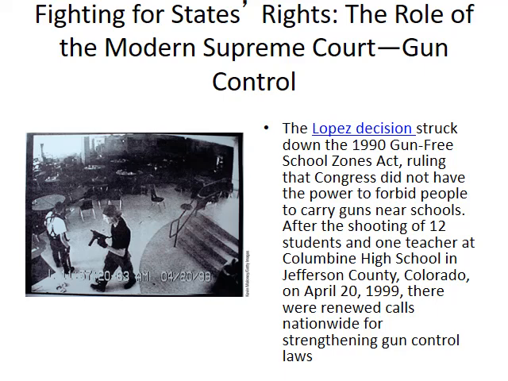The Lopez decision struck down the 1990 Gun-Free School Zones Act, ruling that Congress did not have the power to forbid people to carry guns near schools. After the shooting of 12 students and one teacher at Columbine High School in Jefferson County, Colorado, on April 20, 1999, there were renewed calls nationwide for strengthening gun laws.